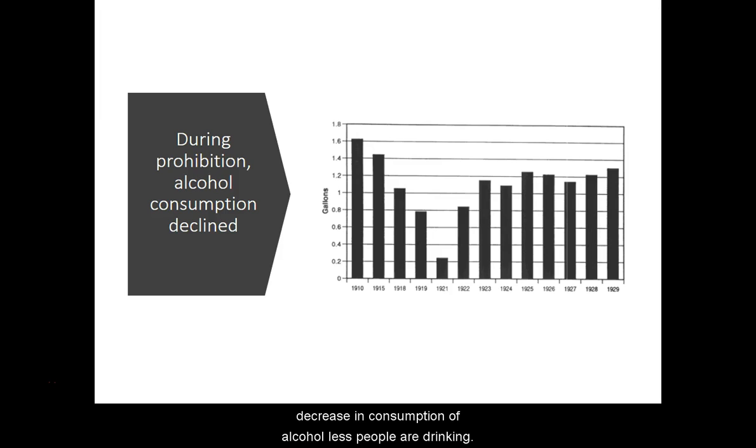Less people are drinking. So in 1910, on average, 1.6 gallons. By 1921, at our lowest peak, we're just over 0.2 gallons, about 0.25. But then after that, you can see that it does start to increase again.